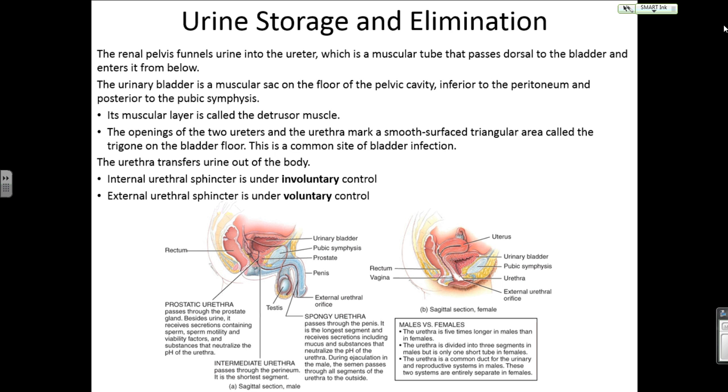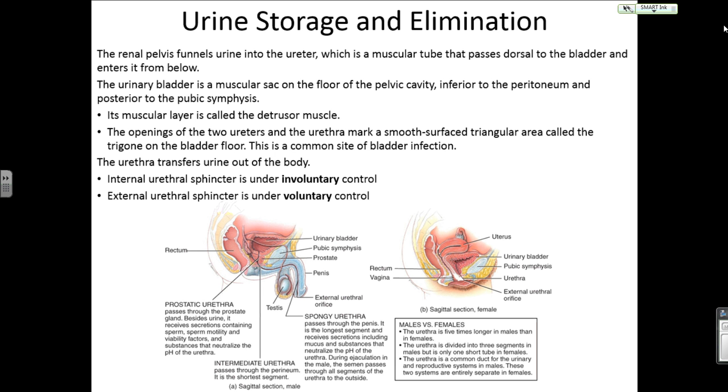The middle layer is a muscular layer made up of a muscle called the detrusor muscle, very important for urination. Openings of the 2 ureters along with the urethra form a triangular-shaped trigone, which is a common site of bladder infection. This is more anatomy-based stuff. But what is more physiology is the 2 sphincters that guard the urethra, which is the tube that carries the urine from the bladder to our external urethral orifice.